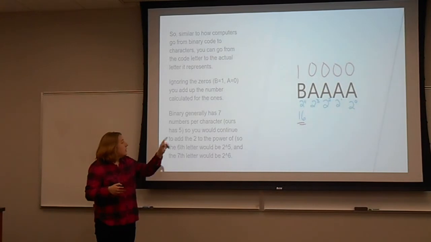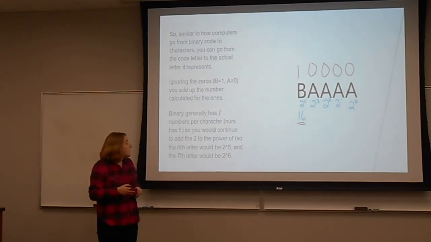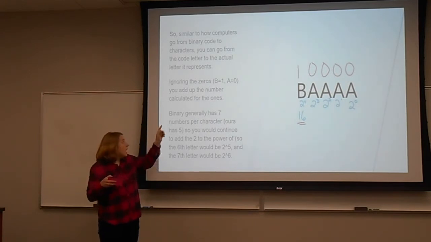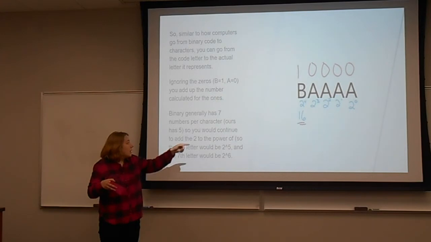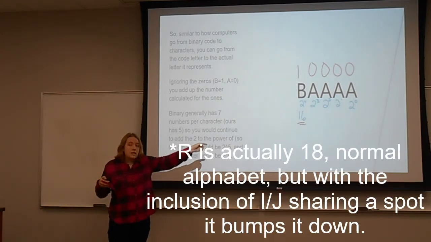What you do is you only take the B, or what would be the 1, and you take 2 to the power of 4, and that's 16. Because we start off with A as 0, B would be 1, C would be 2, so R, instead of being 17 like it is in the alphabet, how you normally count it, is actually 16.